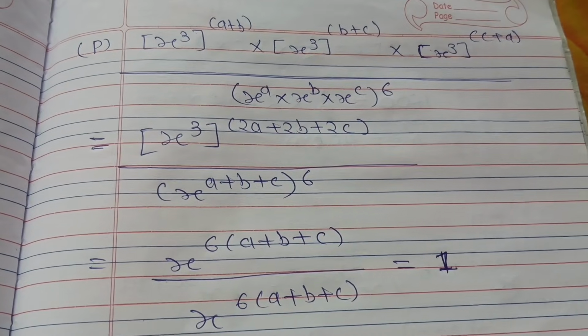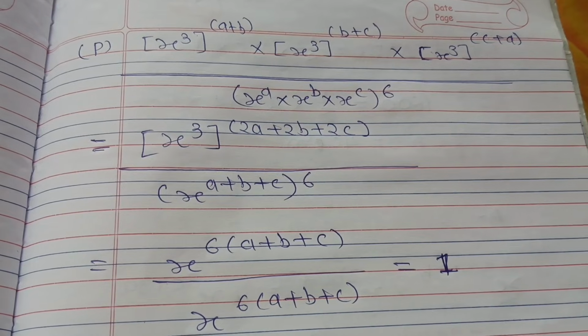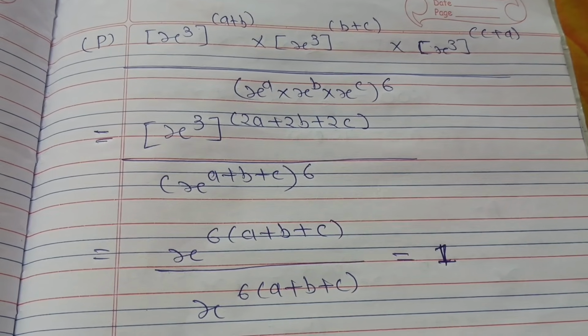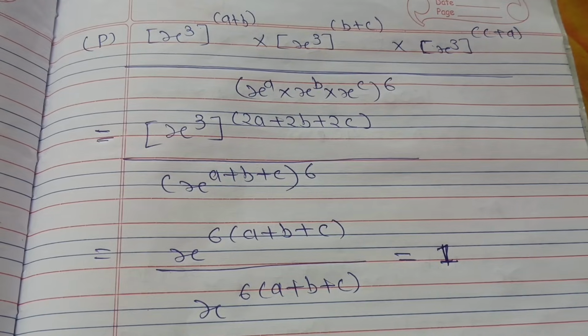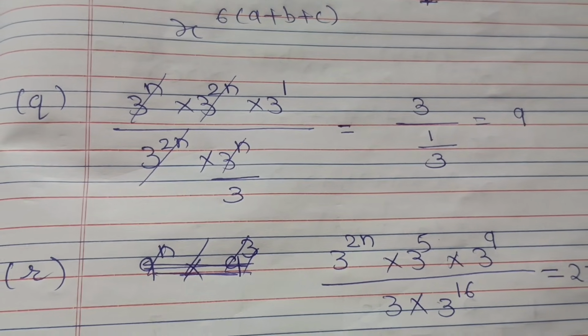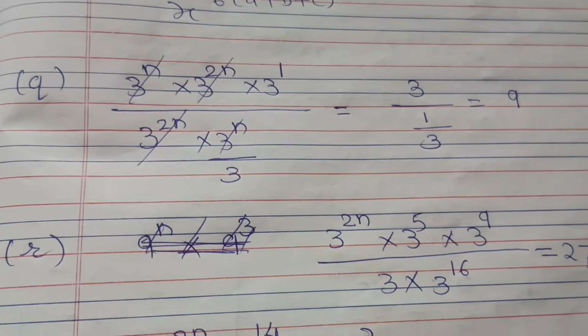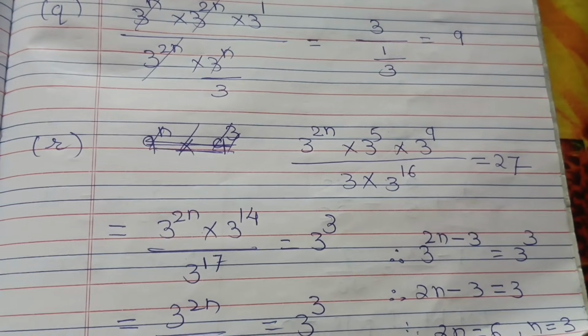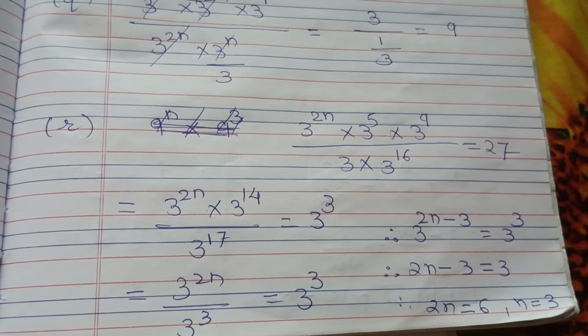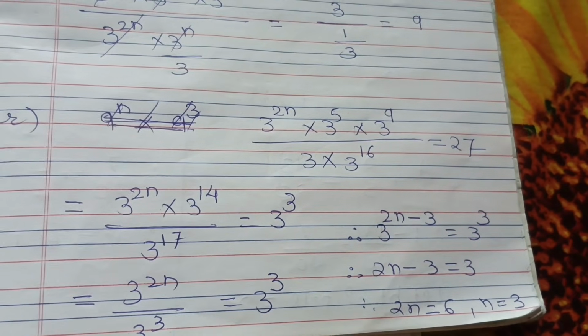First, option P, after solving the given equation by using the laws of indices, we get the value of option P as 1. Again, we will calculate the value of option Q by laws of indices as 9. For R, these calculations are there and we get the value of n is equal to 3.